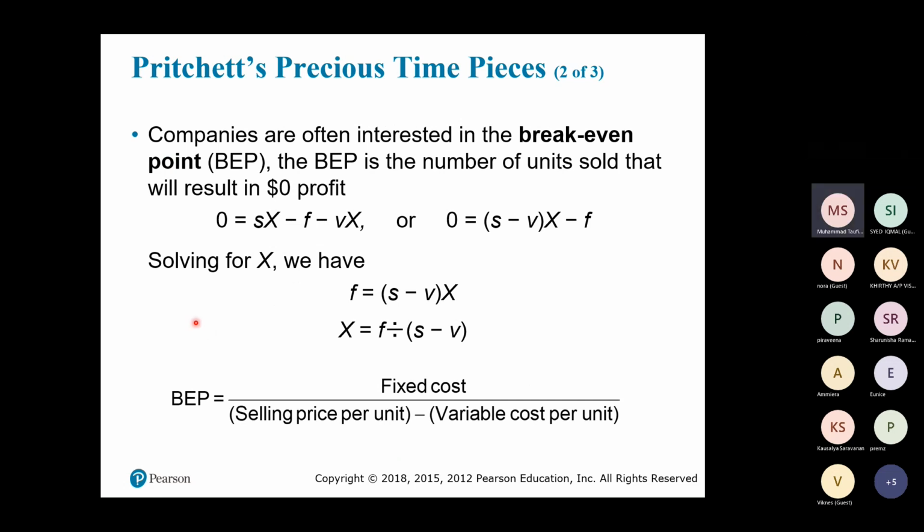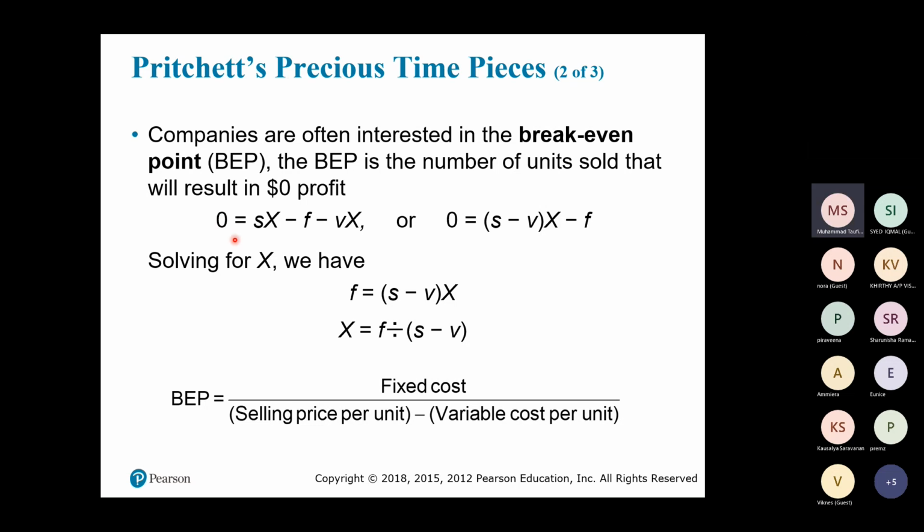Companies are often interested in the break-even point. The break-even point is the number of units sold that will result in $0 profit. So what is break-even? Break-even is the value where you have already recovered your fixed costs, but you are not making any profit yet. Your sales only cover your fixed costs. That is what we call the break-even point: recovering all your expenses only and not making any profit yet.